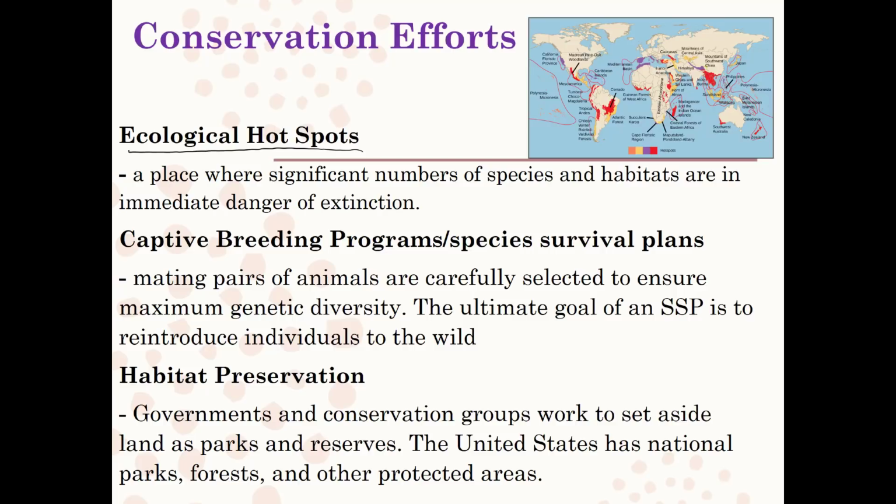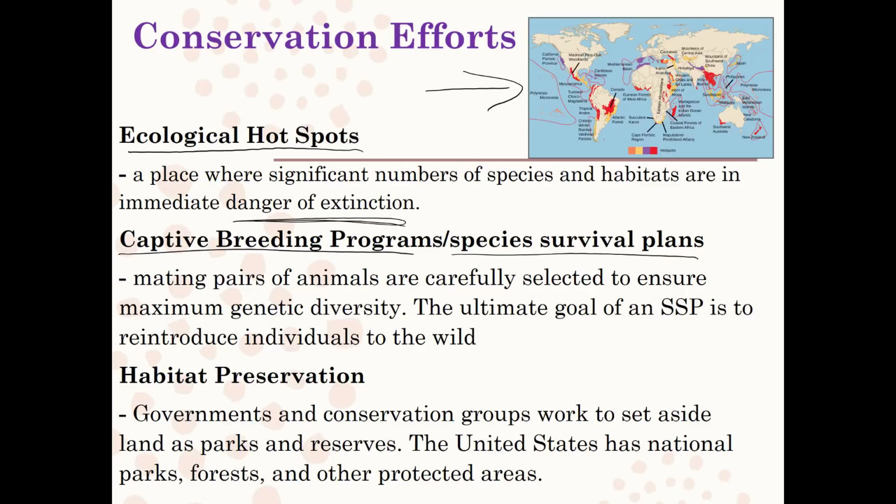Hotspots are areas that have a significant number of species and habitats that are in danger of extinction. So we've identified these areas as being on the danger list, and we've put in extra effort to hopefully reverse some of those effects so that we don't see that level of extinction rising. Something else we're doing is what's called a captive breeding program or a species survival plan.